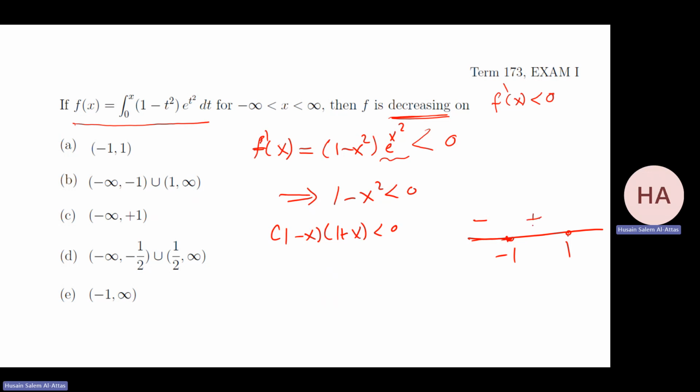And that will be positive. And that will be negative. So the answer is this one. This is my answer. This is the correct answer. Okay, so he links Math 101 with Math 102.